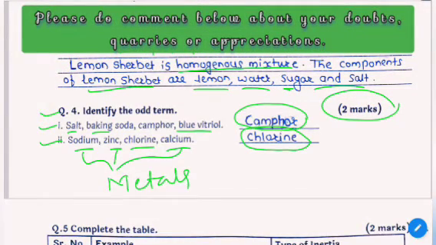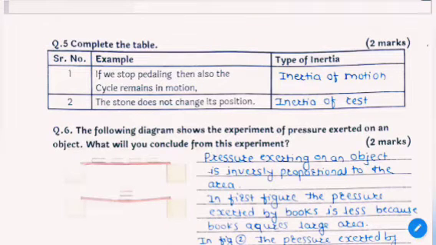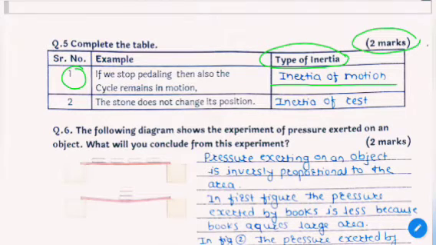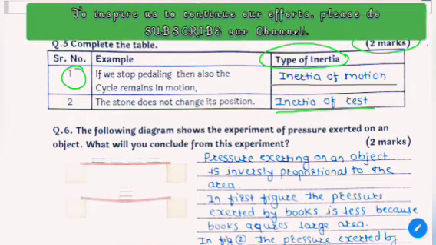Now question number 5. Question 5 is: complete the table. It also has 2 marks. Here 2 examples are given and you have to find out the type of inertia. The first example is: if we stop paddling, then also the cycle remains in motion. This is inertia of motion. And the stone does not change its position. This is an example of inertia of rest.